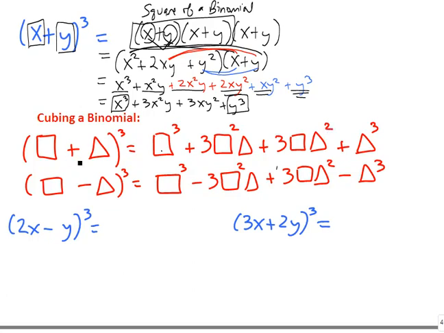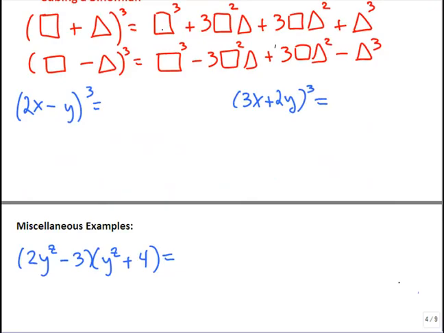Now that's if you have a plus sign. If you have a minus sign, the terms look exactly the same, but I alternate my sign. Okay, let's practice a couple of examples. We have the quantity 2x minus y cubed. So this is 2 terms, a binomial that's being cubed.